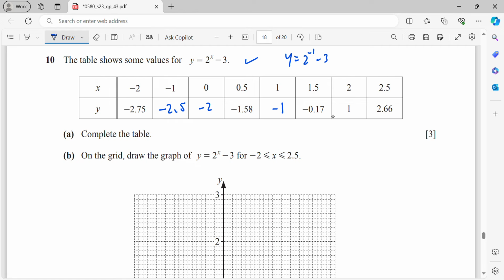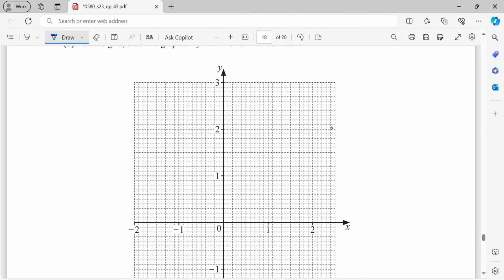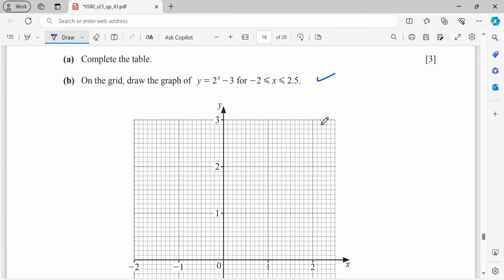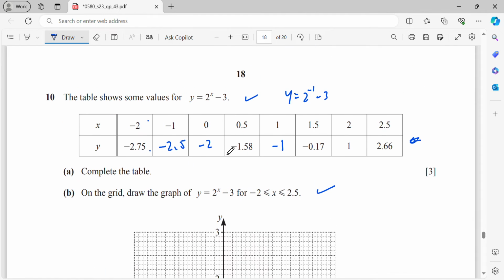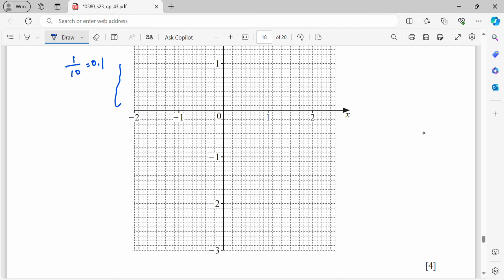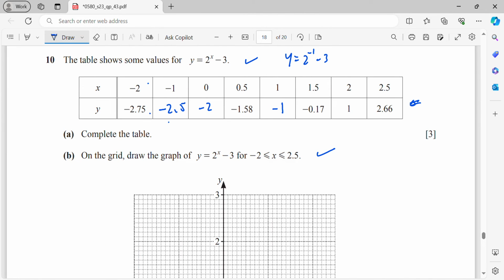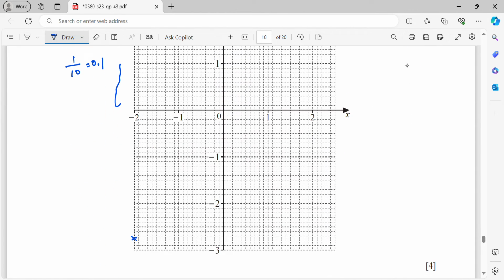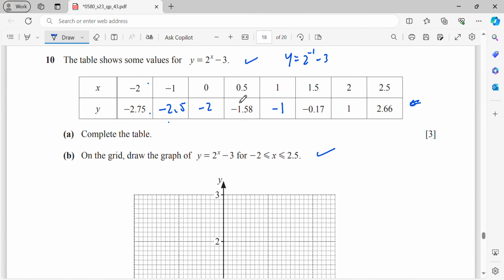So done. Now on the grid, draw the graph for x between -2 and 2.5, meaning mark all these points. Where x is -2, y is -2.75. There are 10 squares for 1 unit, so each square is 0.1 unit. So I need to mark -2, -2.75. Then after that, -1, -2.5. And then 0, -2.